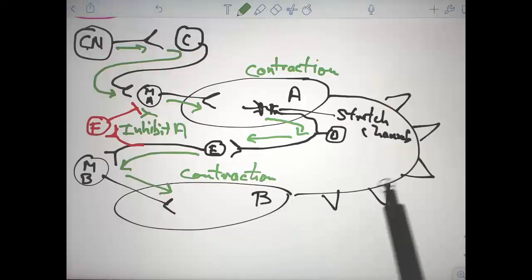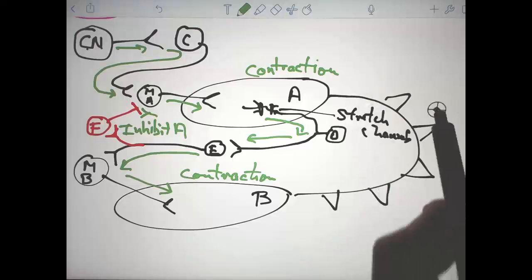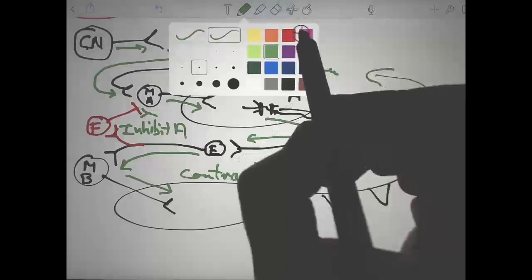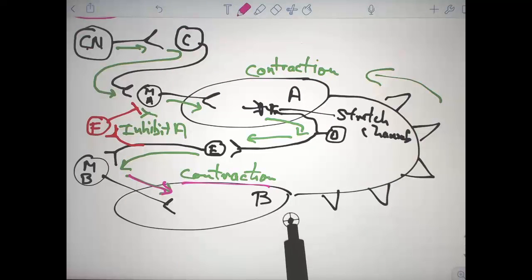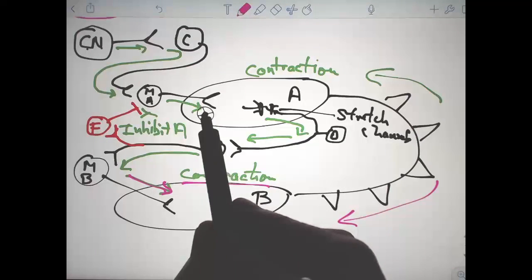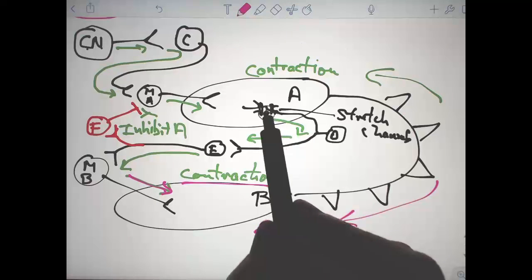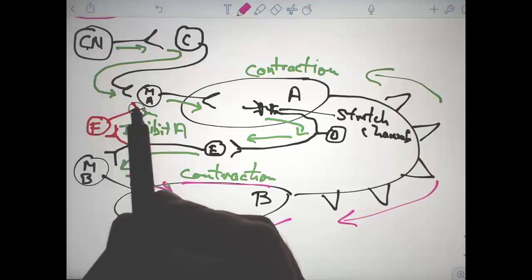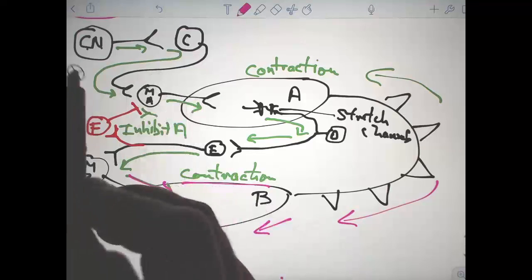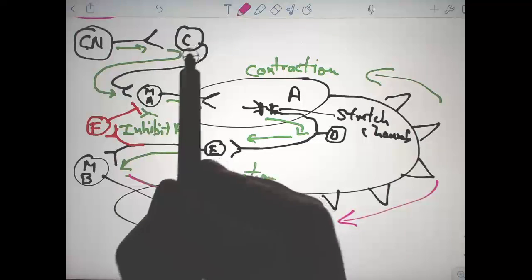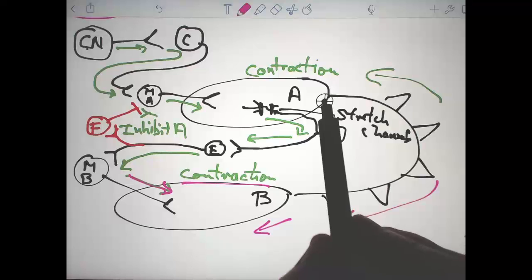Once it's contracted, we've pulled the radula this way. Once it's contracted, that stimulates B to contract. So contraction in B pulls in this direction, pulls the radula back. And once that's completed, that's going to stretch A again, which is going to stop neuron D from producing action potentials, which is going to prevent the inhibition of motor neuron A. And as long as the command neuron is still producing action potentials, we'll get action potentials in C and A, and we'll start all over again.